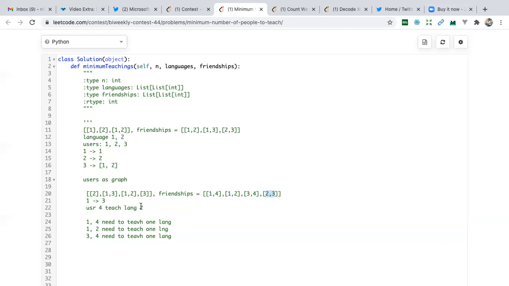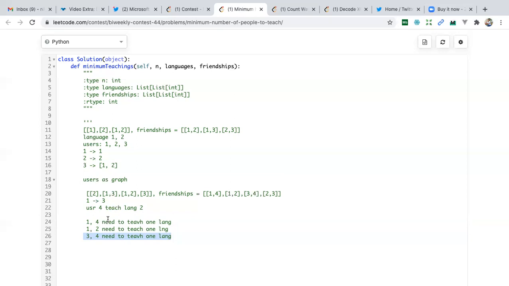Okay. And now 2 and 3 are friends, and 2 speaks 1 and 3, and 3 speaks 1 and 2. There is a common language, so we don't need to do anything about that. So 1 and 4 need to teach one language, 1 and 2 need to teach one language, and 3 or 4 need to teach one language. So we need to teach 1, 2, 3, 4.